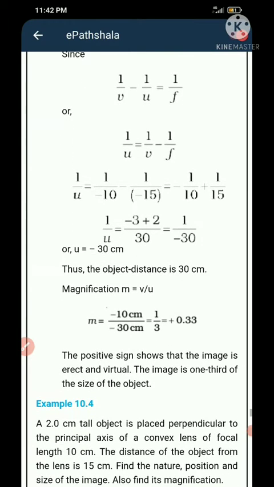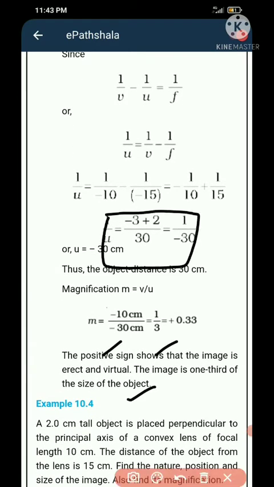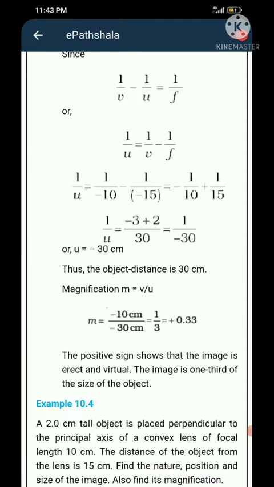Next is magnification. So put the formula of magnification. m is equal to v upon u. Put the values with the sign. So plus 0.33 comes. Okay, so the plus sign shows that the image is erect and virtual, because it comes positive. And the image is 1/3 of the size of the object.